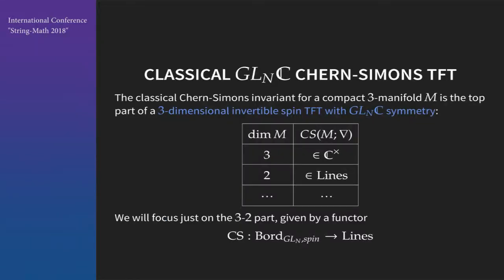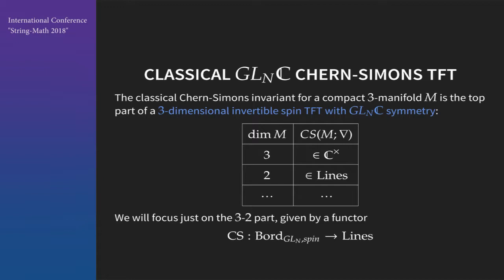So what I just said might sound a little bit like the structure of topological field theory, and it is an example of a topological field theory. Just to say the precise words, it's a three-dimensional invertible. Invertible because here the invariant is not just a number, but a non-zero number. The vector space is a one-dimensional vector space, and so on if you go lower down. So it's a three-dimensional invertible spin topological field theory with GLNC symmetry.